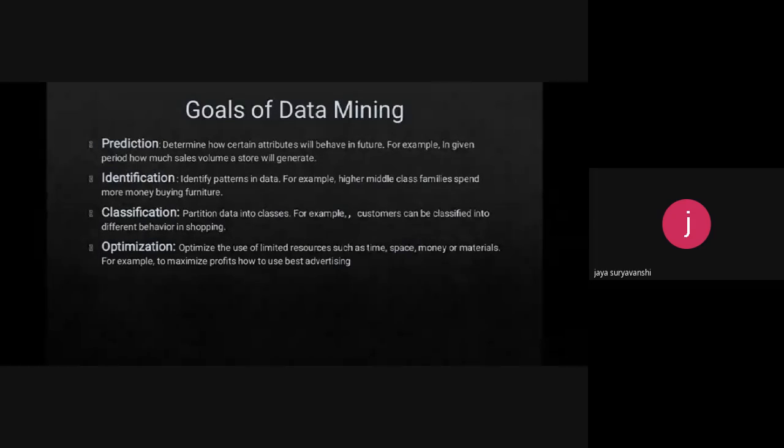The next goal is optimization. Optimization is the use of limited resources such as time, space, money, or materials. For example, to maximize profit, how to use the best advertising.